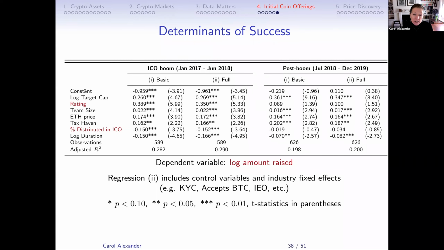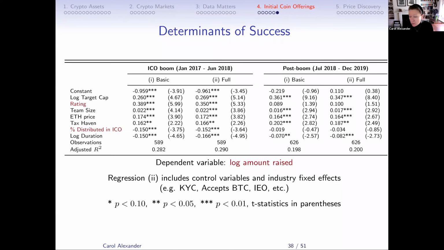And focusing on basically things like the target cap. The higher the cap that you target, so that's the hard cap, the more successful the ICO. These numbers have been normalized to be in units of standard deviations, so we can compare them. And these are T-stats in the parentheses. So we're actually finding some highly significant results.